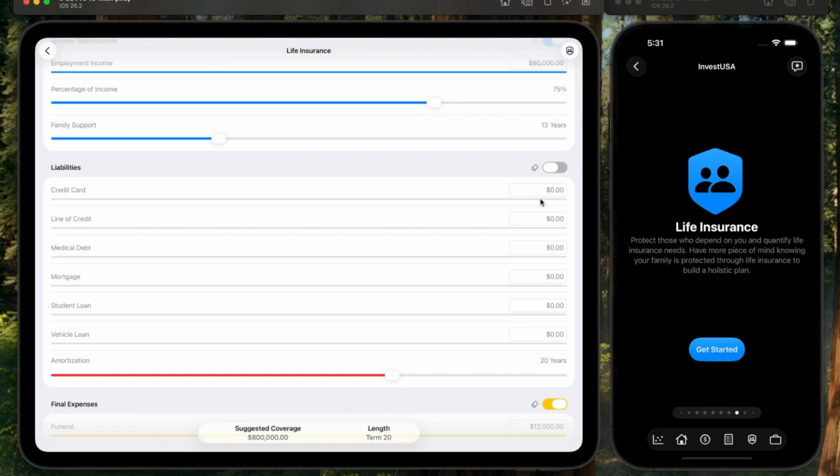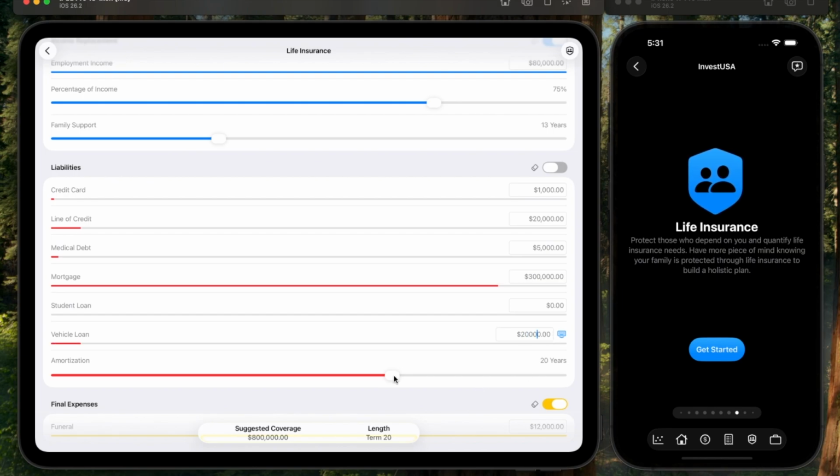Now we have to add up all the liability. If you have a balance on your credit card, this is where you're going to want to put it. Maybe you have a line of credit. Maybe you have a bit of medical debt. There's still $300,000 left on your mortgage. You've paid off your student loans, but you have $20,000 left on a car loan.